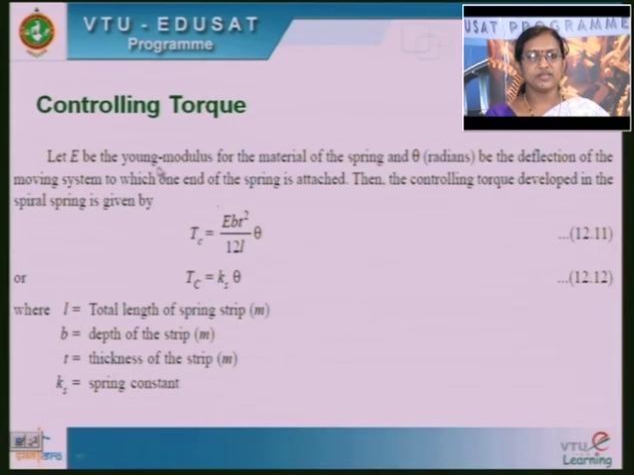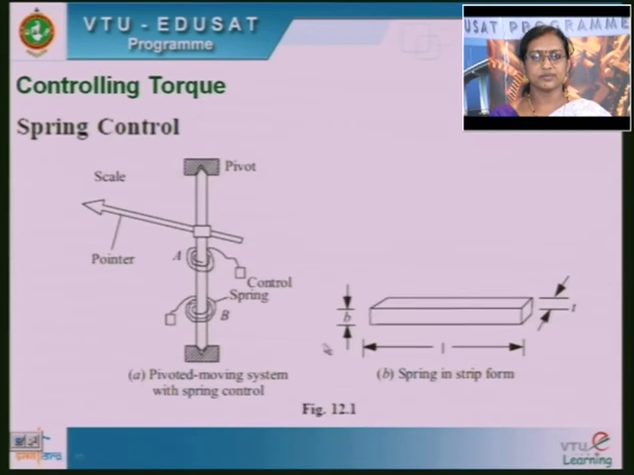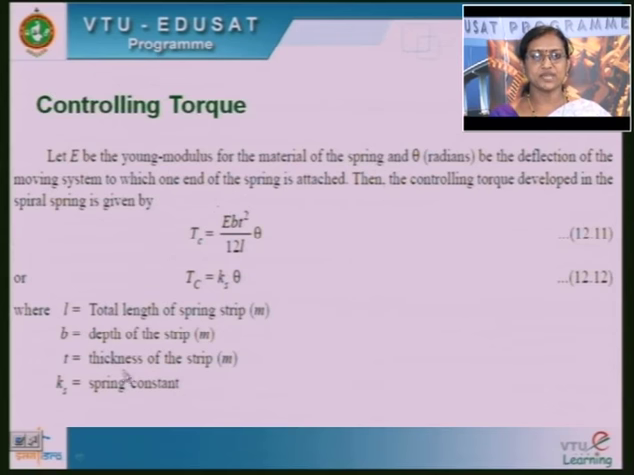Suppose E is the Young's modulus for the material of the spring and theta is the deflection of the moving system to which one end of the spring is attached. Then the controlling torque developed in the spiral spring is represented as Tc = E b t² θ / 12 L. Since only theta is variable in this and the other quantities are fixed, we can consider Tc = Ks θ, where L is the length of the spring strip, b is the depth of the strip, t is the thickness of the strip, and Ks is the spring constant.